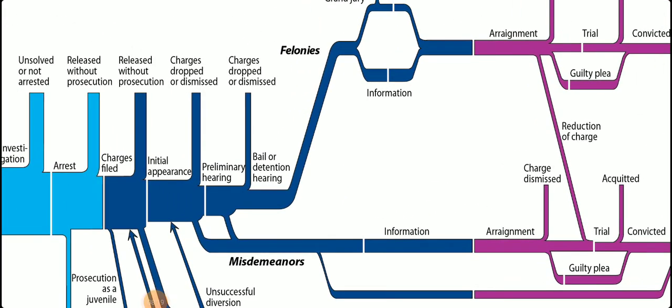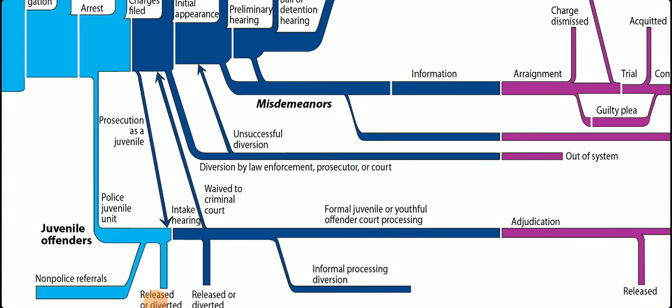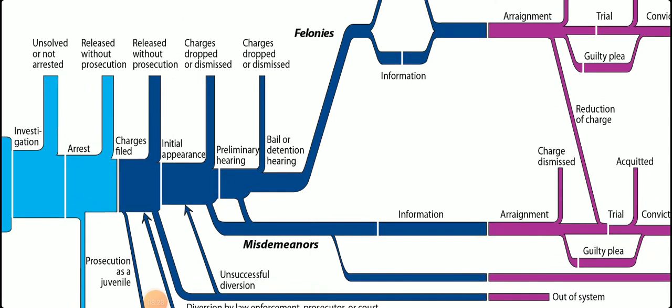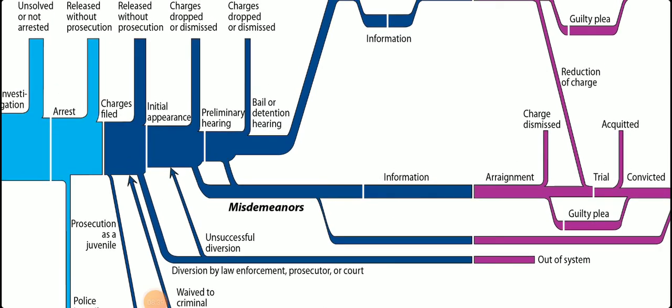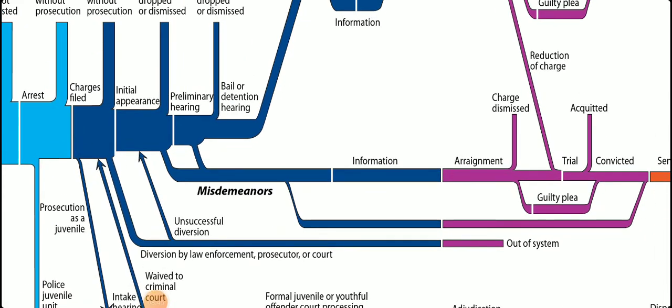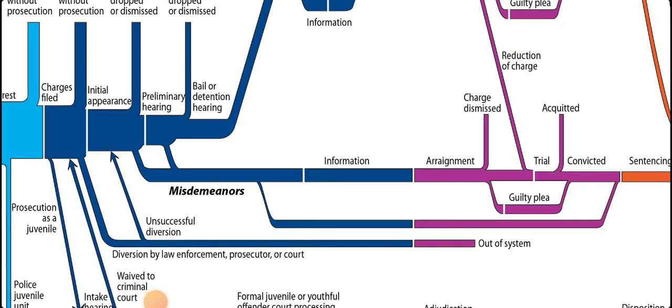Then initial appearance after charges filed. These are the juvenile sections. Now we come to initial appearance in court. Charges dropped or dismissed. If charges are not dropped or dismissed, then the court trial, either it is misdemeanor or felony. If it is misdemeanor, what is misdemeanor?